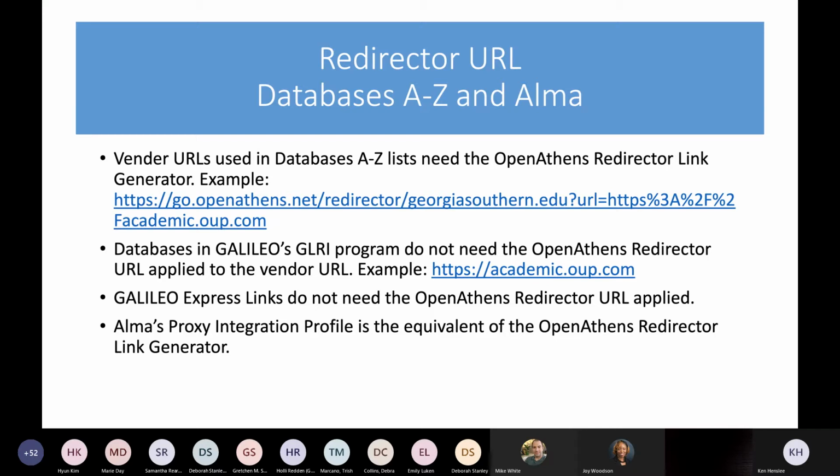You will just simply use this baseline. Sorry, my mouse doesn't work either now. Nothing's working. You'll basically plug in the vendor URL as is, and you won't need the OpenAthens redirector. That is configured on our end. And then GALILEO Express links, if you're using those in your database A to Z list, then you don't need to prepend the redirector URL to that as well.